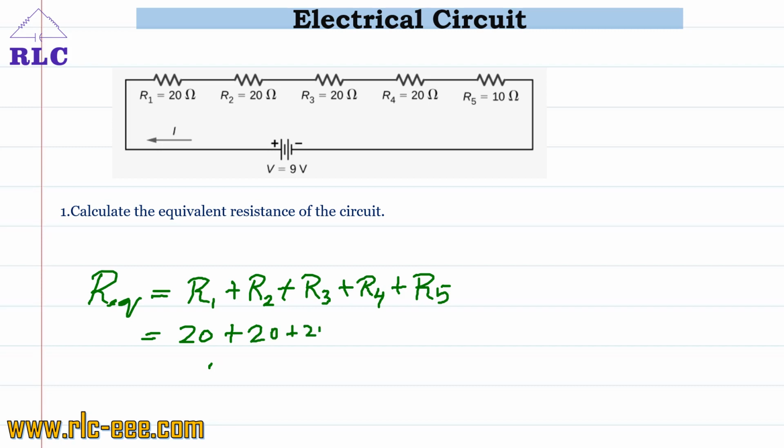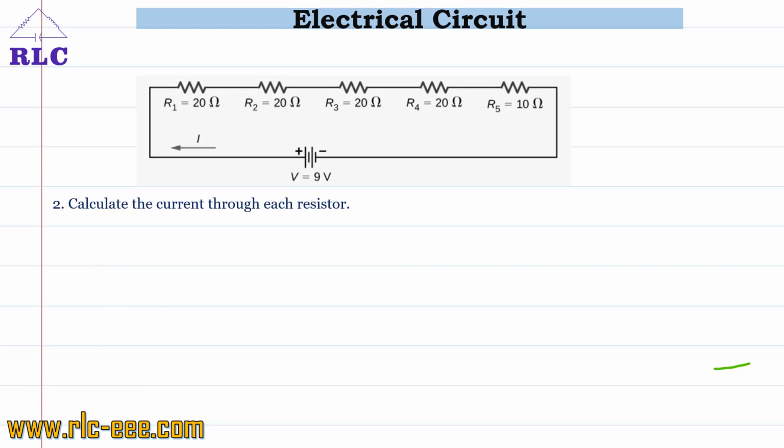Just substitute all the values. 20 ohm plus 20 plus 20, then what is the R5 value? That is 10. So how much do you get? 90 ohms. So R equivalent is 90 ohms. You understood, right? Let's go on with the next problem.